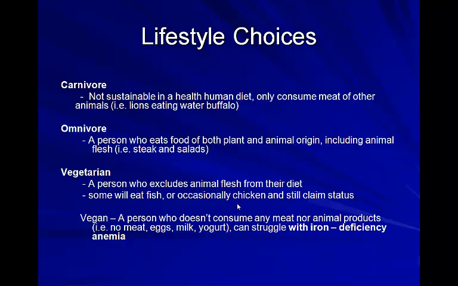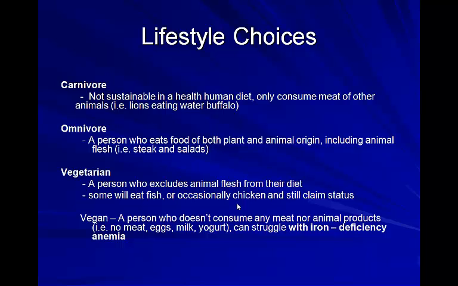Humans are what we call omnivores, so you can see where the similarity of names comes from. A person who eats both plant and animal origin substances for food, including animal flesh. So if you have a steak, you have a hamburger, you have chicken breast, those are animal flesh types of foods. And then a salad, a fruit, a vegetable, those are of plant origin. So humans have the ability to process both plant and animal products. So we are considered omnivores digestively.